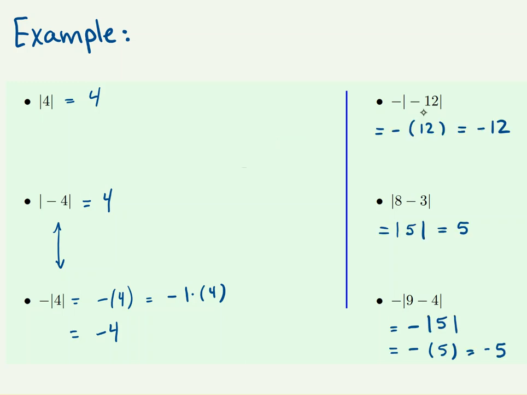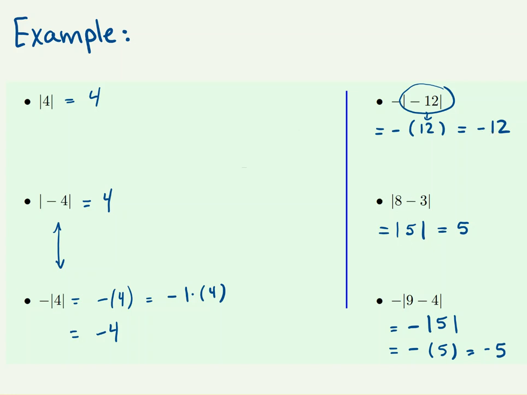Now, as a check to your work, we know that the absolute value of -12, we would consider that first. That simplifies to just 12. And then we still have the -1 lingering in front, which we know is an implied multiplication by -1. Definitely -1 times +12 is -12.